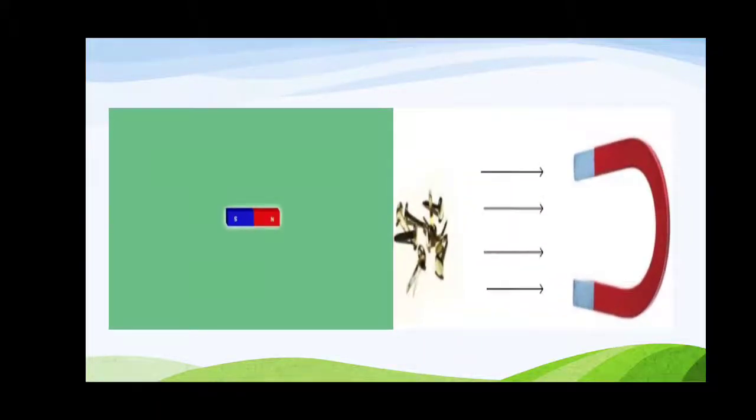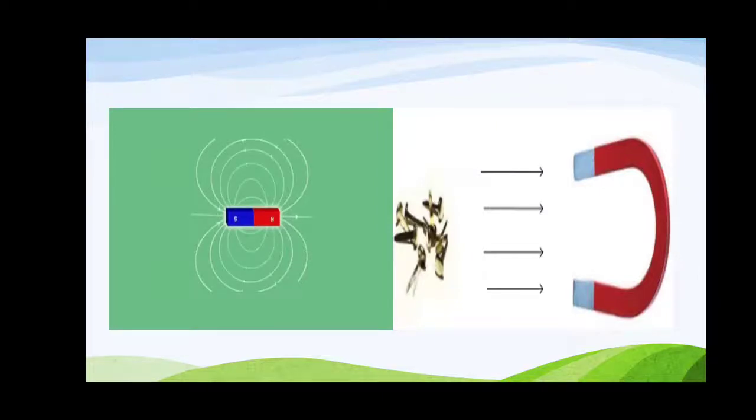Here you see, children, in this case, you are able to see that there is a U-shaped magnet. You have learned the different types of magnets. This magnet is able to attract the iron nails. And why is it able to attract the iron nails?